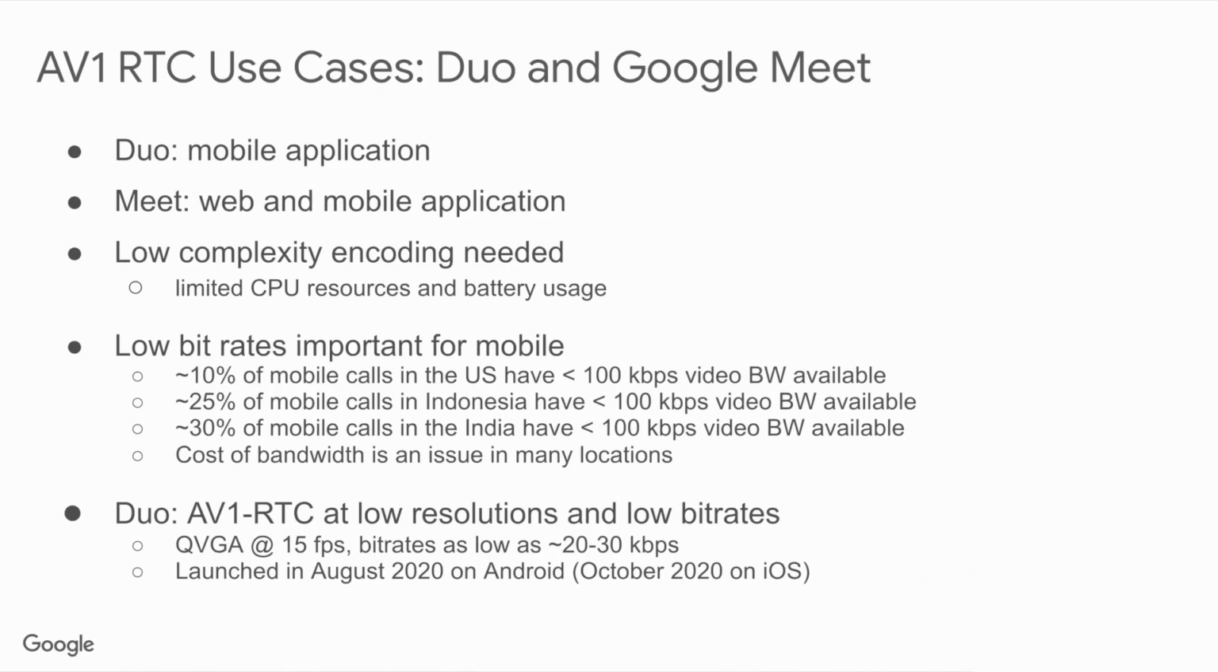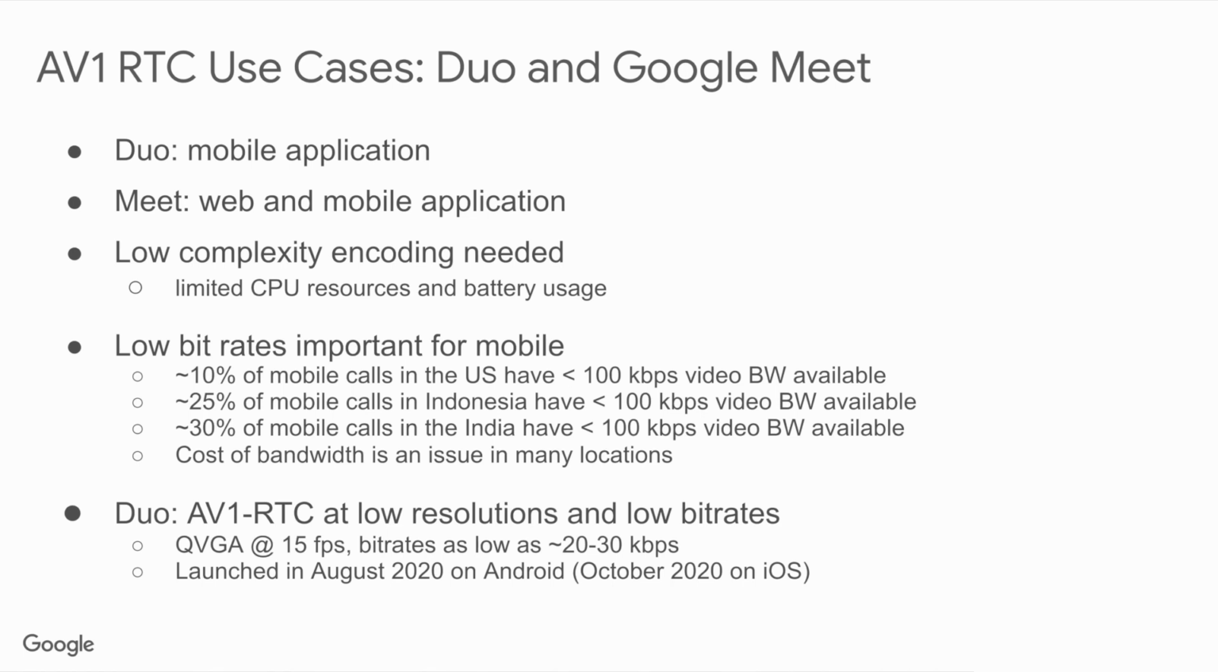Okay, the main use cases for AV1 RTC are Duo and Meet. Duo is a mobile application, and Meet is a web and mobile application. For these applications, low complexity encoding is obviously needed because of limited CPU resources, and battery usage is an issue. Also, low bit rates are very important for mobile, and I just have here on the slide a few stats that show roughly the percentage of mobile calls in the US in different locations.